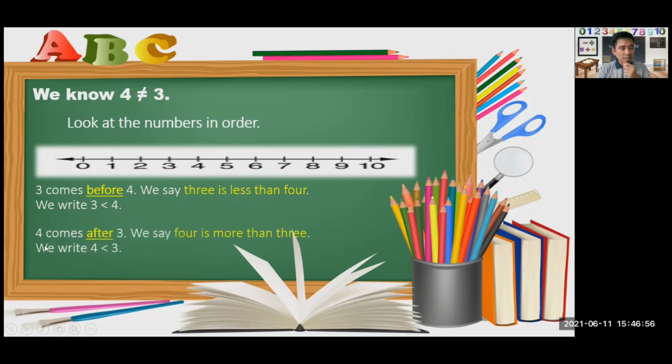Or we can say that four comes after number three. After number three is four. So if four comes after number three, that means we can say that four is more than three. Or we write four is, oh, I forgot to change this one. This one is wrong. It must be greater than or more than. This one is correct because this is less than. We cannot write less than in here, okay? So this answer is wrong. It must be on the other side.